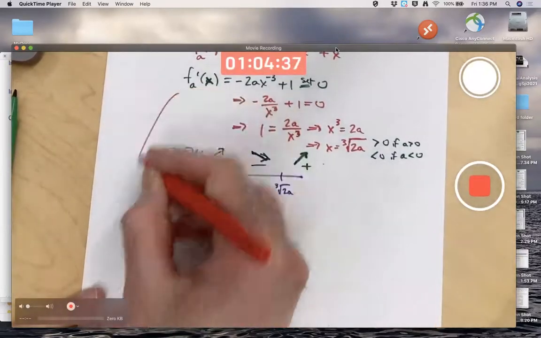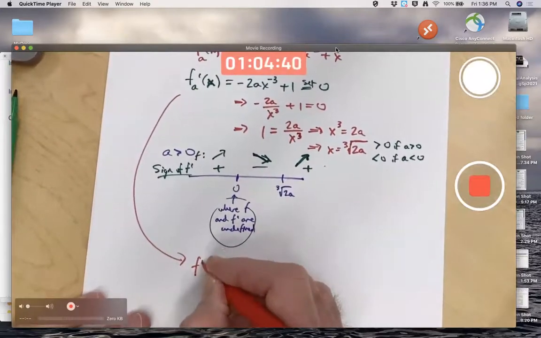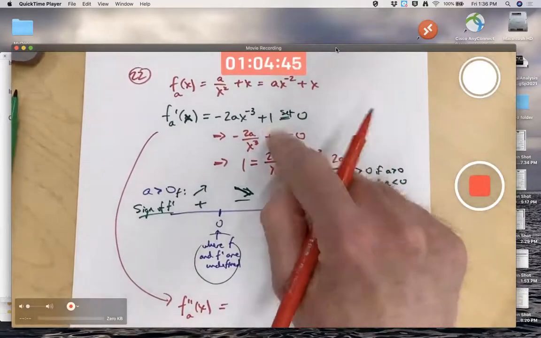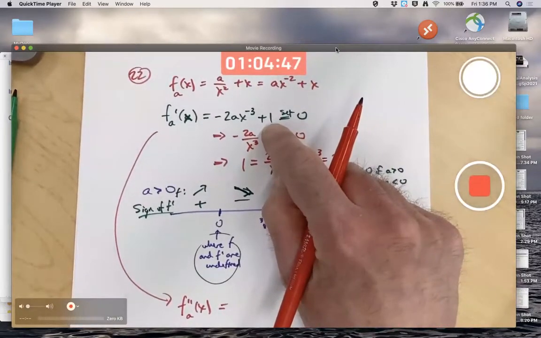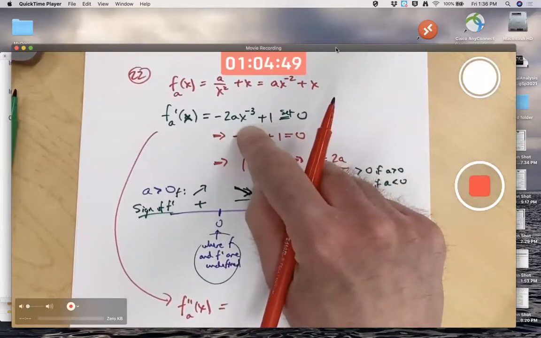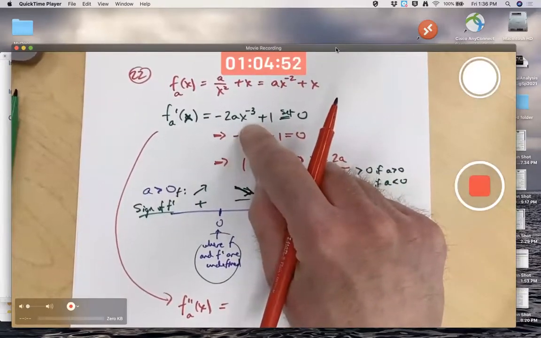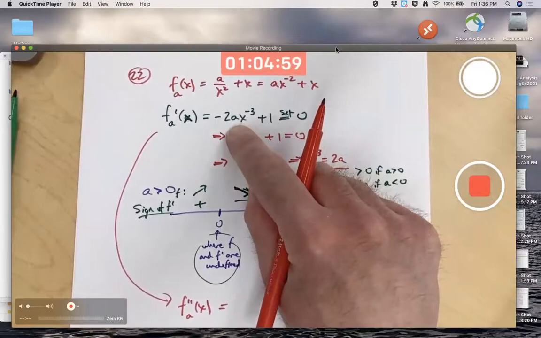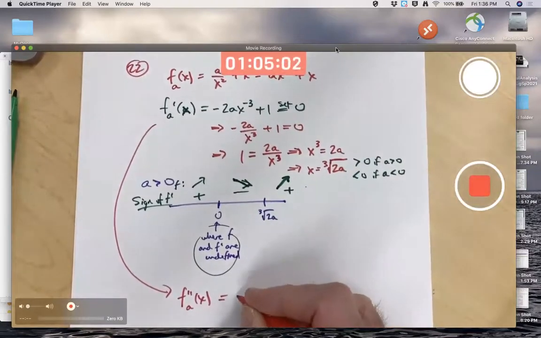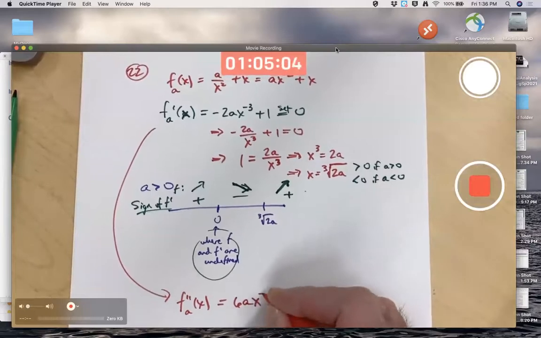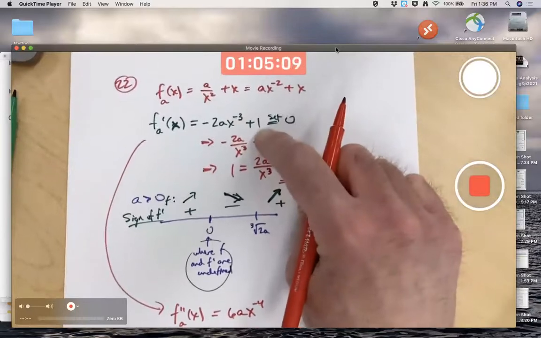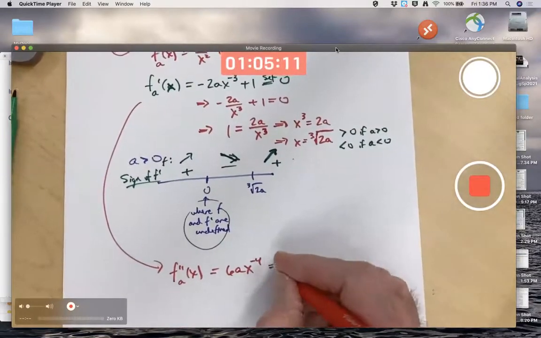Let's find the second derivative now. Take the derivative of this. A is constant. Differentiate that part, you'd bring the -3 down in front, right? Tracking with me? Bring the -3 down. -3 times -2 is +6. I get +6a, x to the -4. Subtract 1 from that exponent. Derivative of 1 is 0. Hey, that's a fairly simple function.